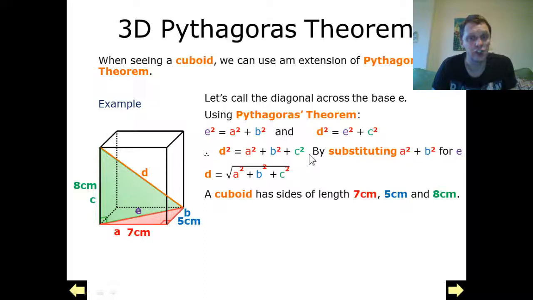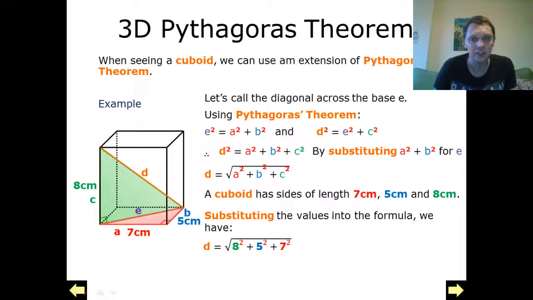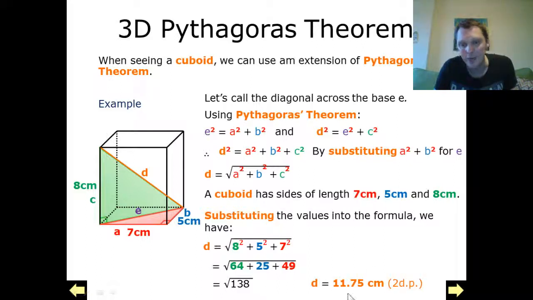If I was to substitute all of these values in, here I've used a slightly different formula, where D is going to equal the square root of A squared plus B squared plus C squared, because it just means at the end you haven't got to square root both sides. So substituting these in, here we've got 8 squared plus 5 squared plus 7 squared, which equals 64 plus 25 plus 49, which equals 138, square root of, which again equals 11.75 centimeters to 2 decimal places.